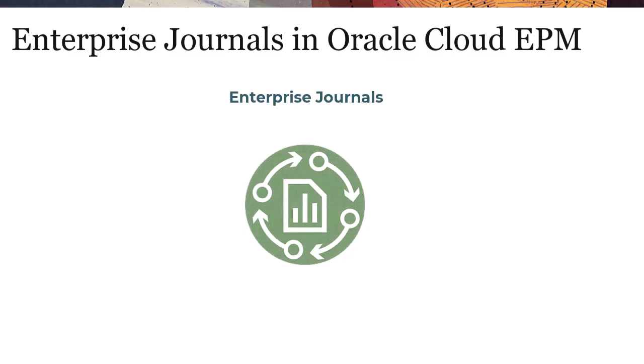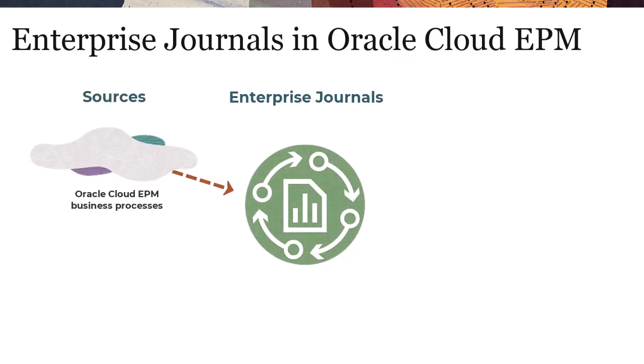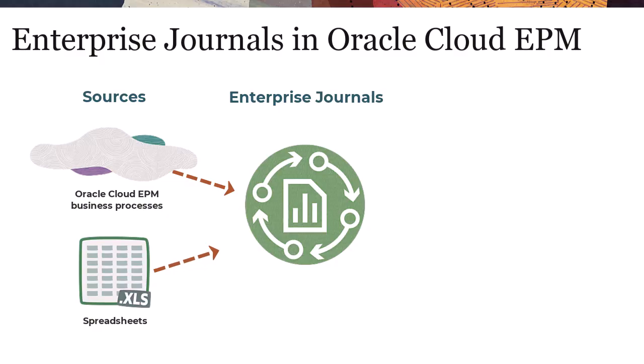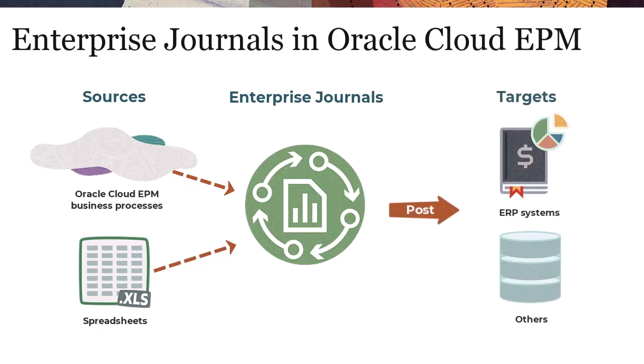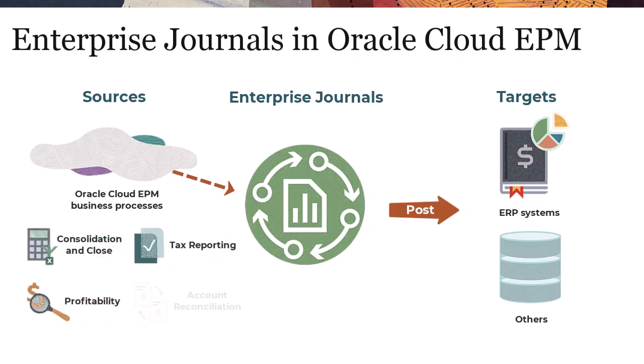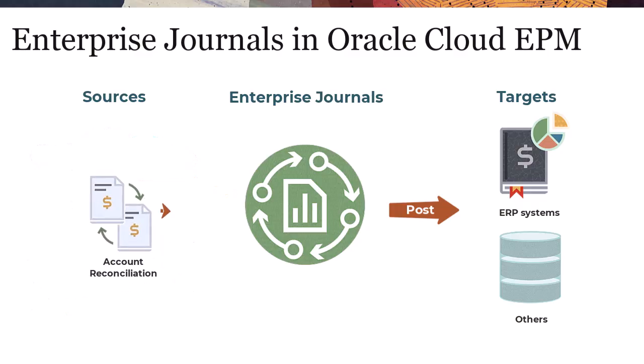Enterprise Journals is an EPM platform tool used for the preparation, approval, and posting of manual journal entries to any target, such as a general ledger for both Oracle and non-Oracle ERP systems. Along with automating manual journals, Enterprise Journals addresses the challenge of managing journal entries across multiple business processes in Oracle Cloud EPM. Account reconciliation integrates with Enterprise Journals to book adjustments and amortizing balance explanations to the general ledger.